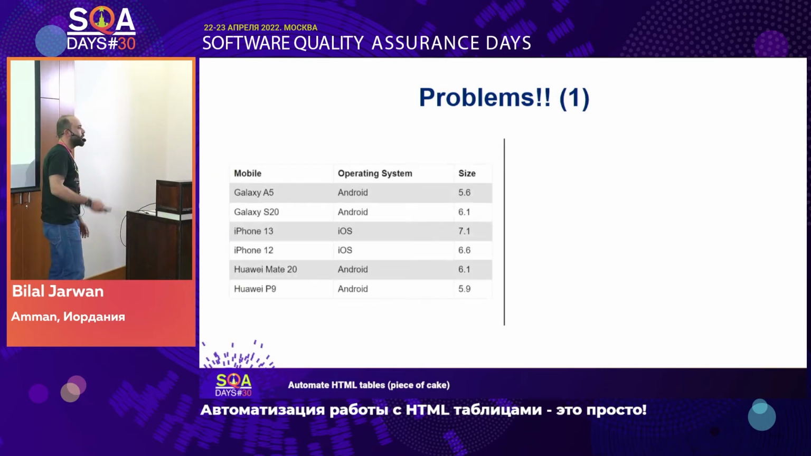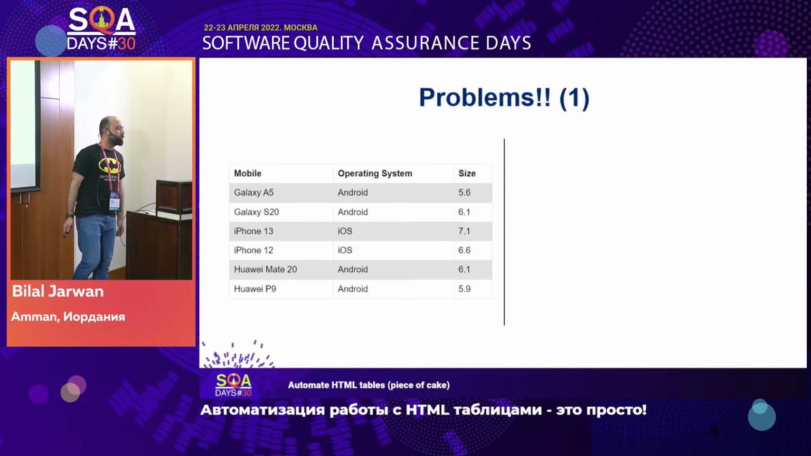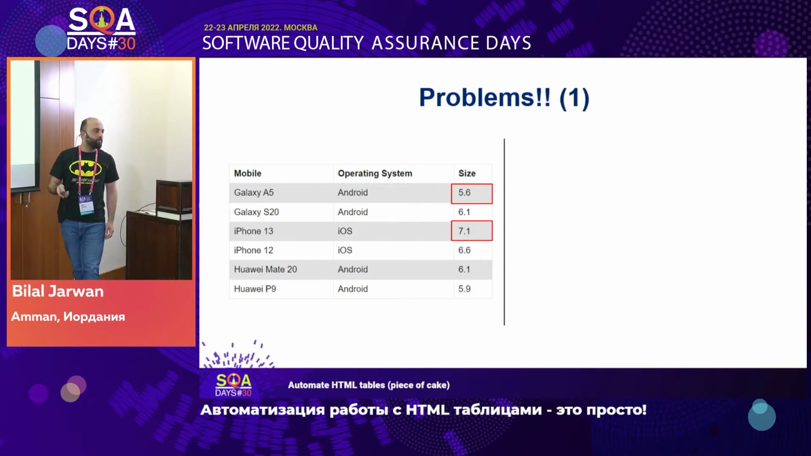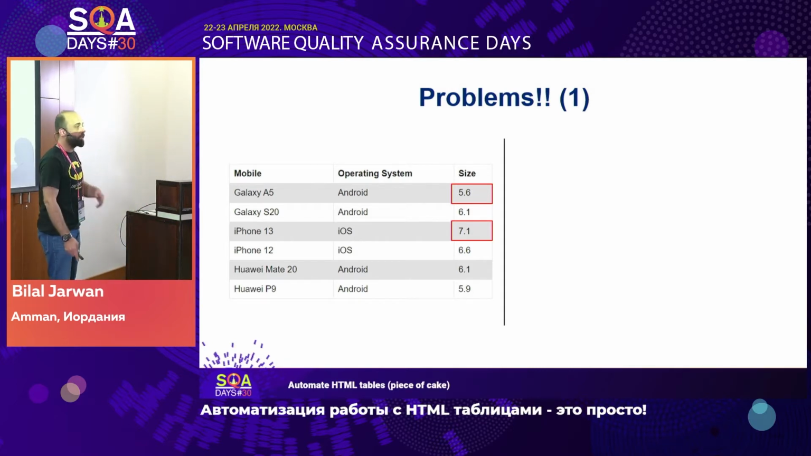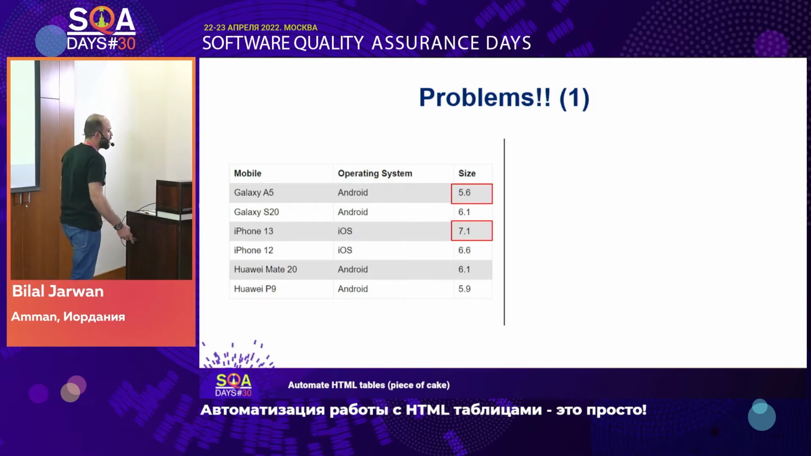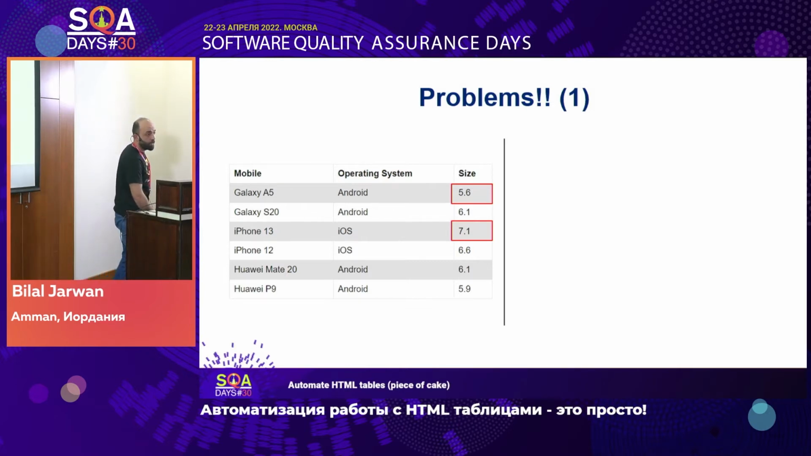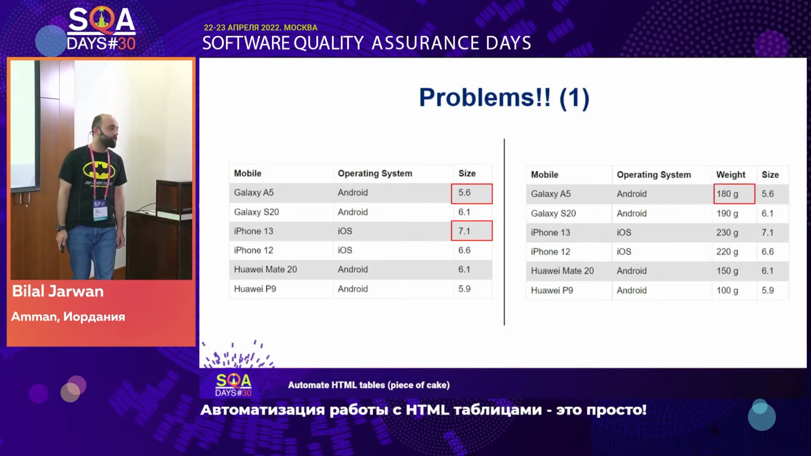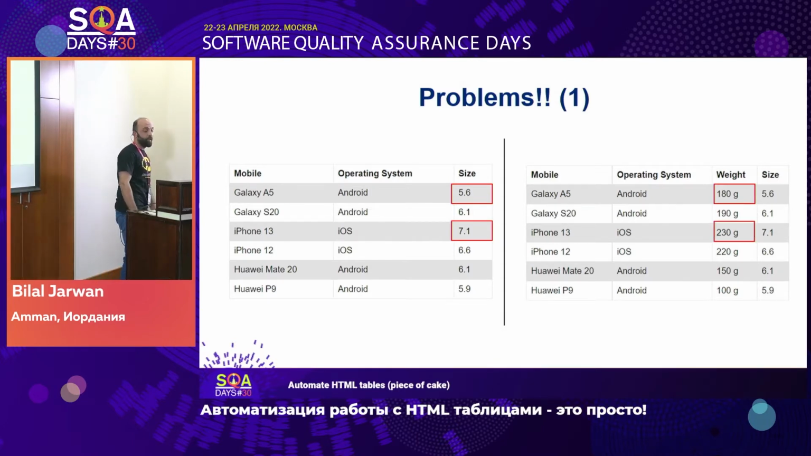So for example, let's say we have this table and I want to get the size for the first one or the size for the third one. Some people go to this cell, right click on it, inspect, get the XPath, and check if the data is 5.6 or 7.1. But what if we have a new column added in the table? If you are following the same XPath that you added, you will get different data. Like in this example, we are getting the weight for the first one and the weight for the third one.